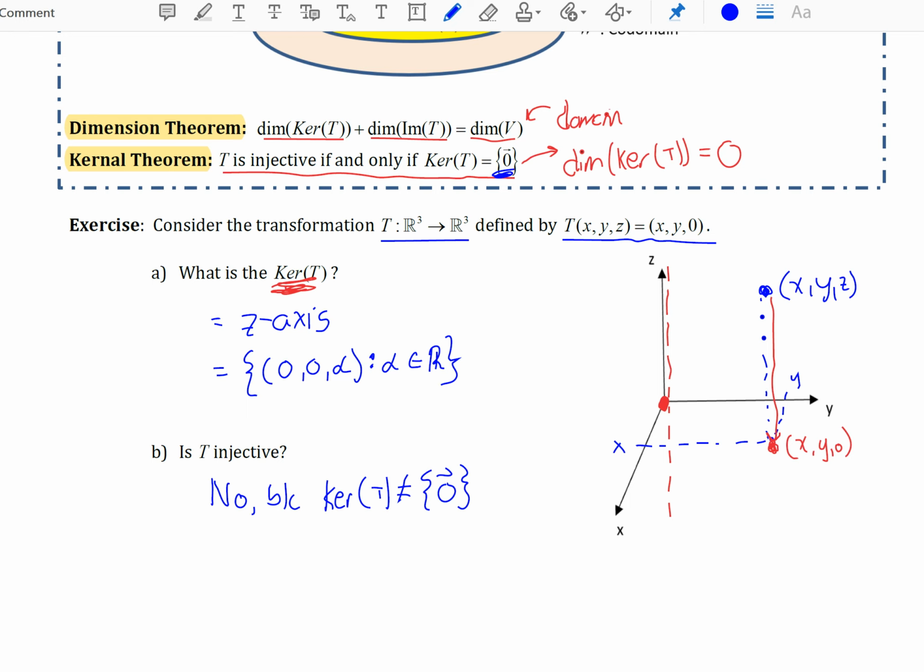Or you could also add to this the dimension of the kernel of T. So now think about the kernel of T. The kernel of T is the z-axis, but it's a line. It's a line spanned by this vector, and lines are one-dimensional. So we could say the dimension of the kernel of T is equal to 1, and we require the dimension of the kernel of T to equal 0.